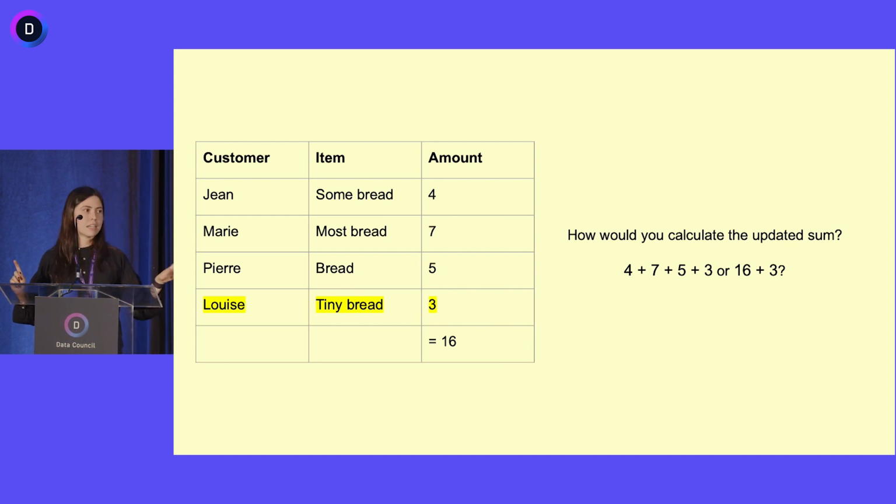Okay, I'm going to need audience participation here. If you were going to calculate this sum, would you add 4 plus 7 plus 5 plus 3? Raise your hand. We got 1. We got 2. I feel like an auction person. Okay, would you add 16 plus 3? That's really good for my next slide.